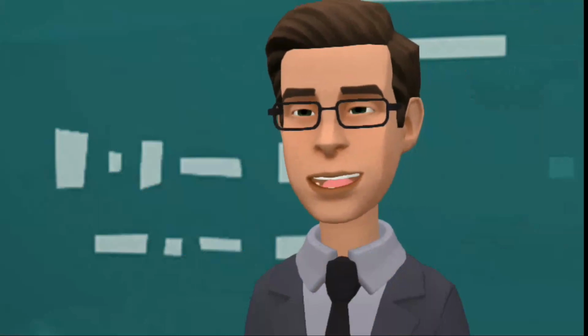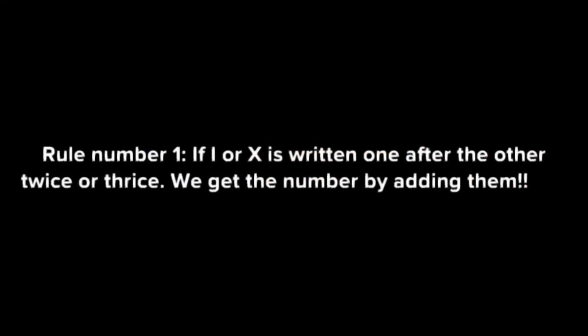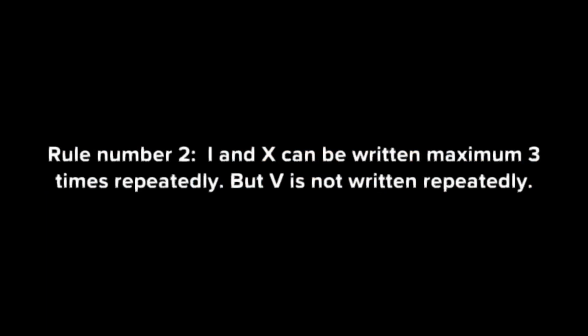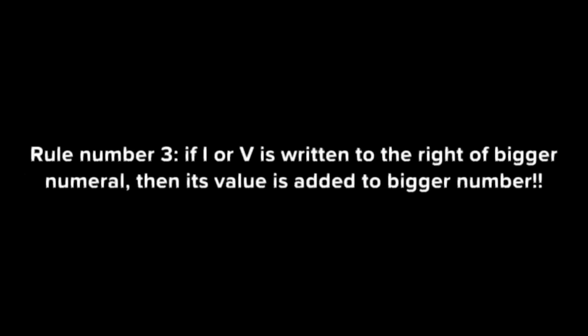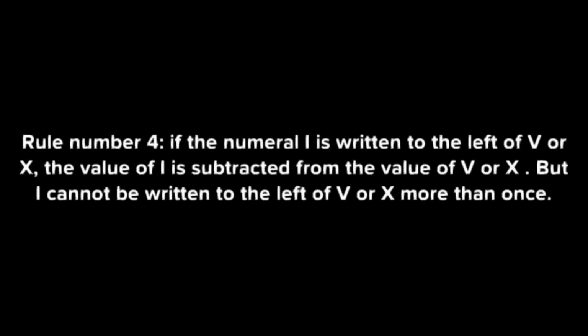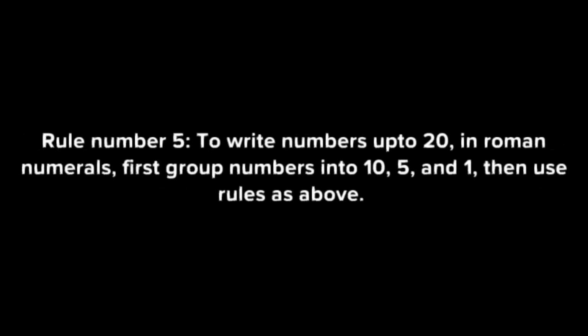Let's revise all the 5 rules again. Rule number 1: if I or X is written one after the other twice or thrice, we get the number by adding them. Rule number 2: I and X can be written a maximum of 3 times repeatedly, but V is not written repeatedly. Rule number 3: if I or V is written to the right of a bigger numeral, then its value is added to the bigger number. Rule number 4: if the numeral I is written to the left of V or X, the value of I is subtracted from the value of V or X. But I cannot be written to the left of V or X more than once. Rule number 5: to write numbers up to 20 in Roman numerals, first group numbers into 10, 5, and 1, then use the rules as above.